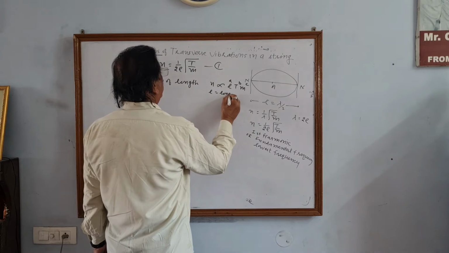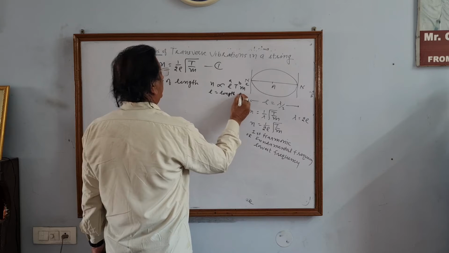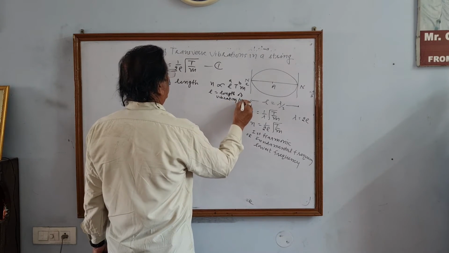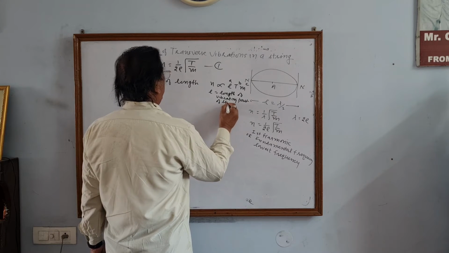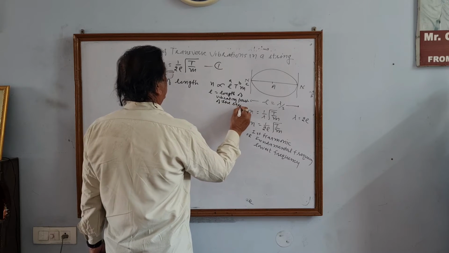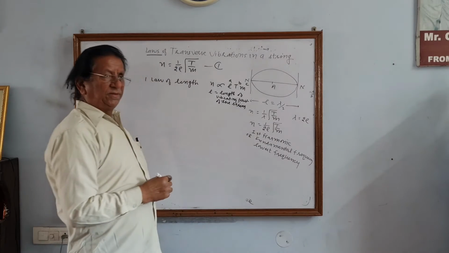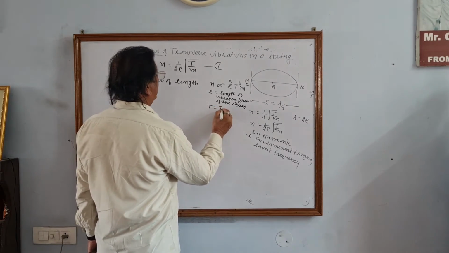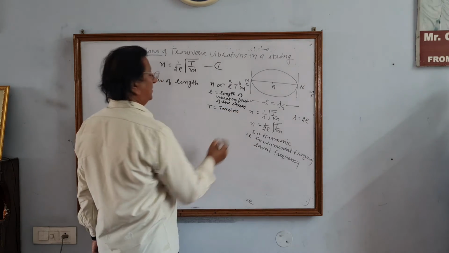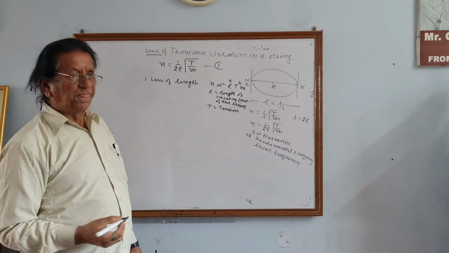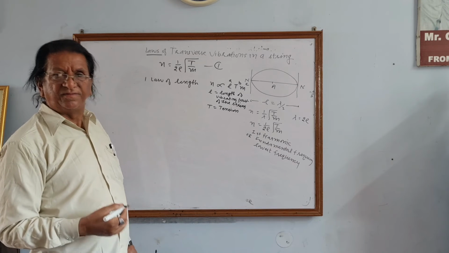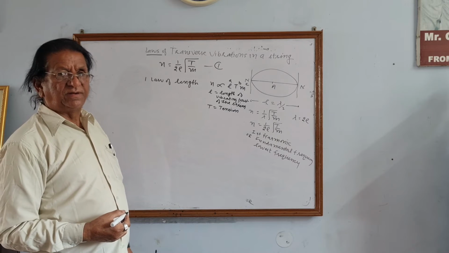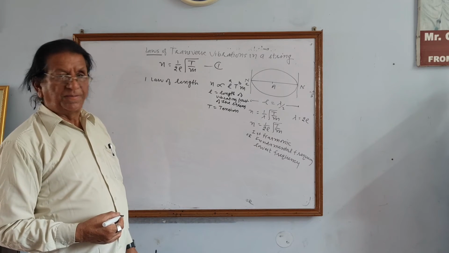L is the length of vibrating part of the string. Length of the vibrating part. Okay? Then T is the tension. Tension has the unit of force. It has the dimension of force. Tension is a force. I told you, transverse vibration in a string is not possible without tension.